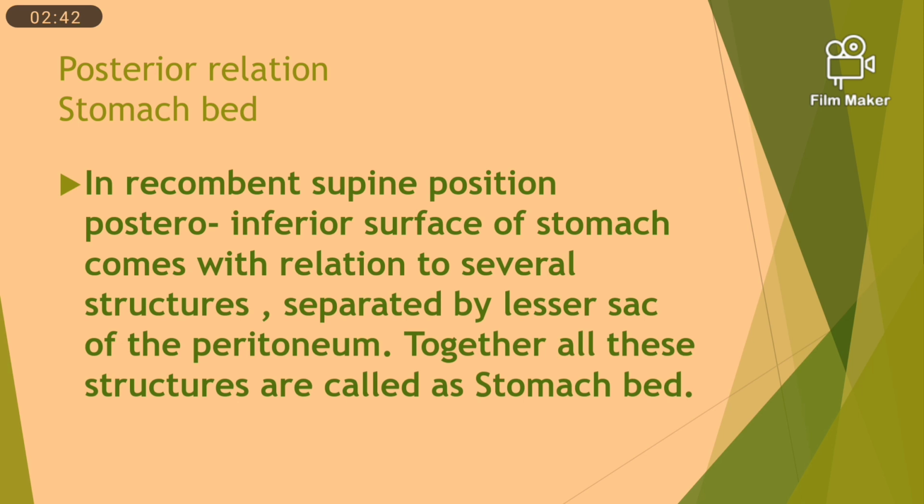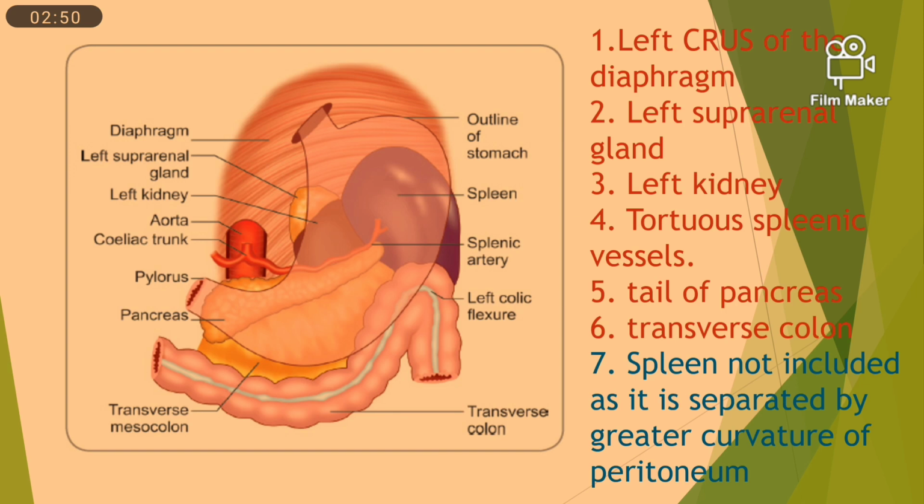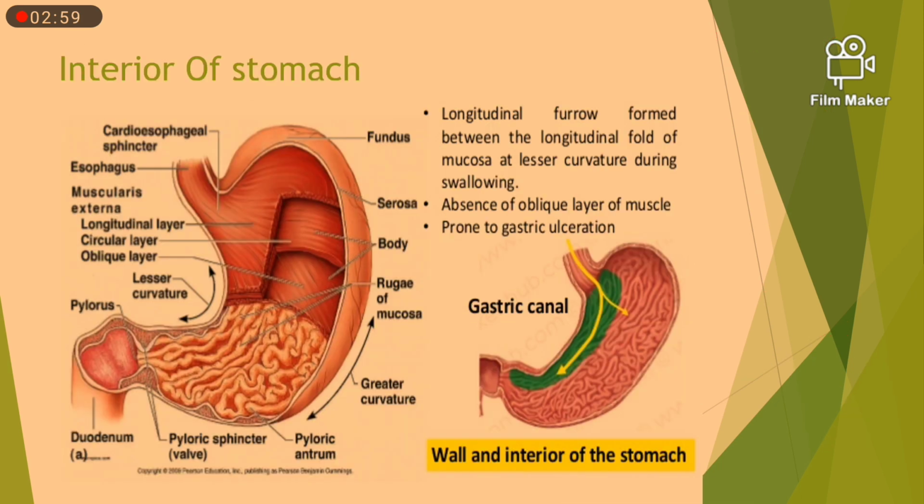Posterior relation: stomach bed. It is a recumbent supine position. The posterior inferior surface comes in relation with different structures. Here you can see the left crus of the diaphragm, left suprarenal gland, left kidney, tortuous splenic vessel, tail of pancreas, transverse colon.